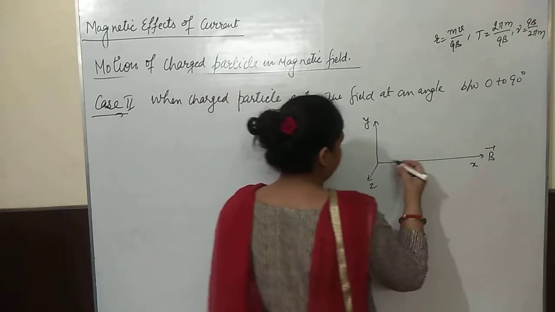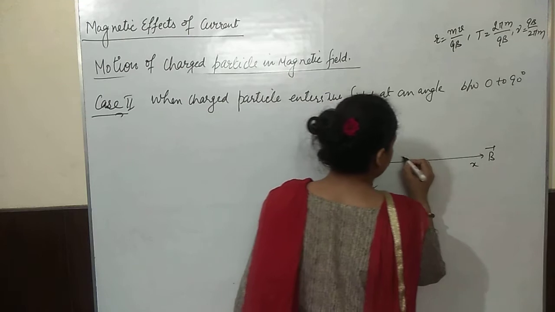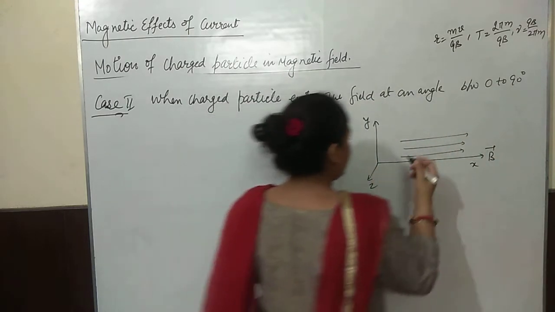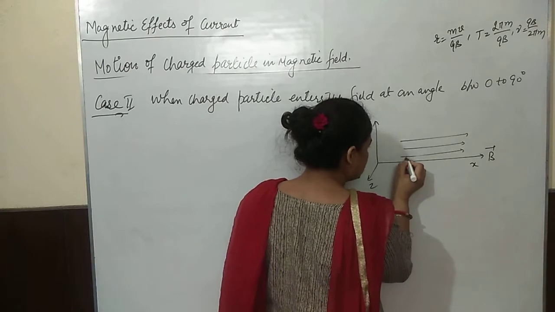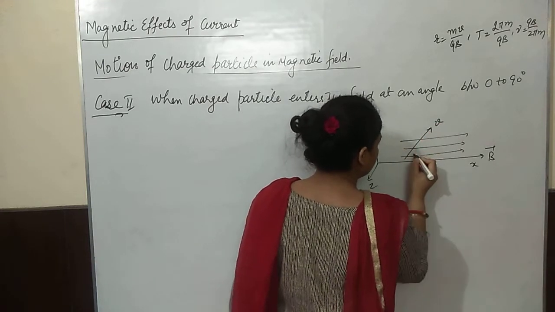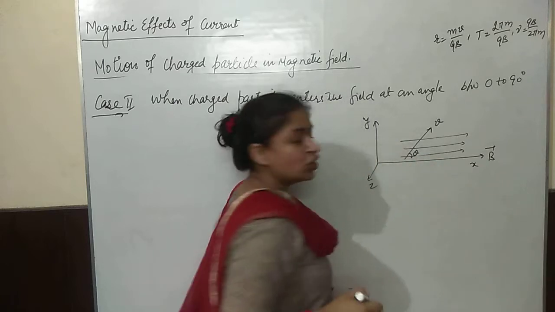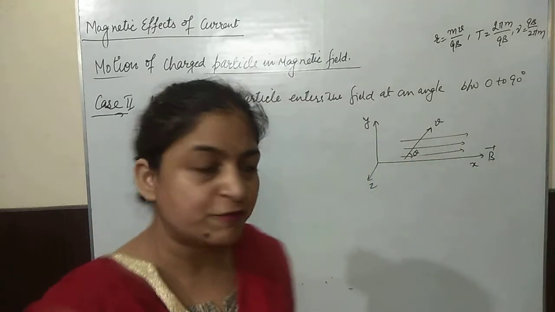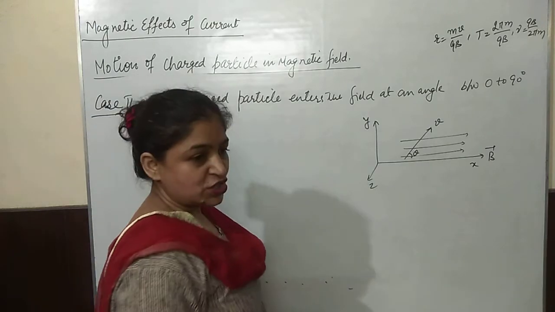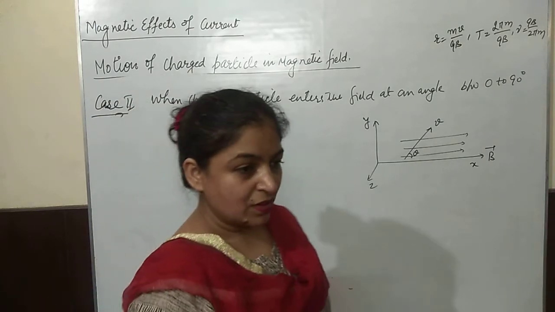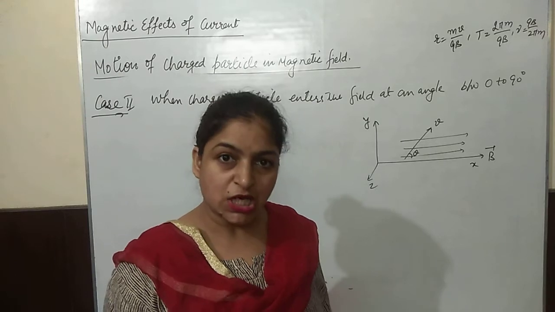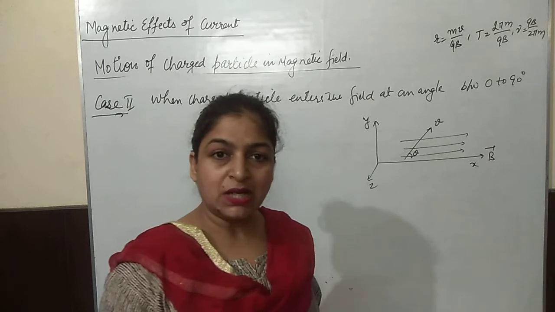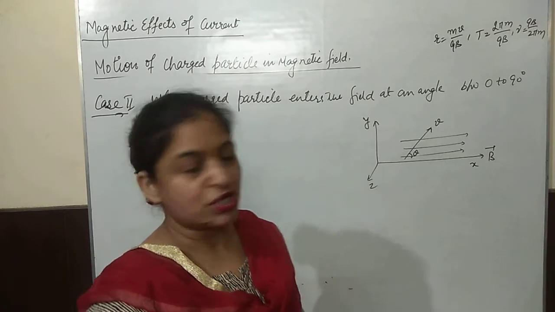Now let us consider the magnetic field is along the x-axis. This is the direction of the field. And let us consider the velocity is in this direction. Means the velocity of the charged particle is making an angle theta with the magnetic field. Now in this condition, what can we do? Here we can resolve the velocity into two components, one along the direction of the field and one perpendicular to the direction of the field.